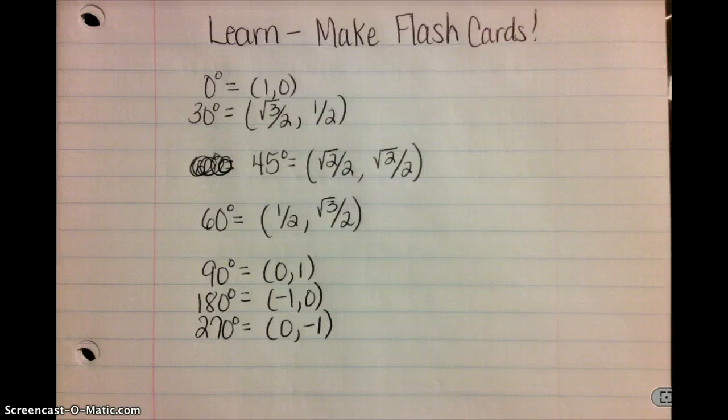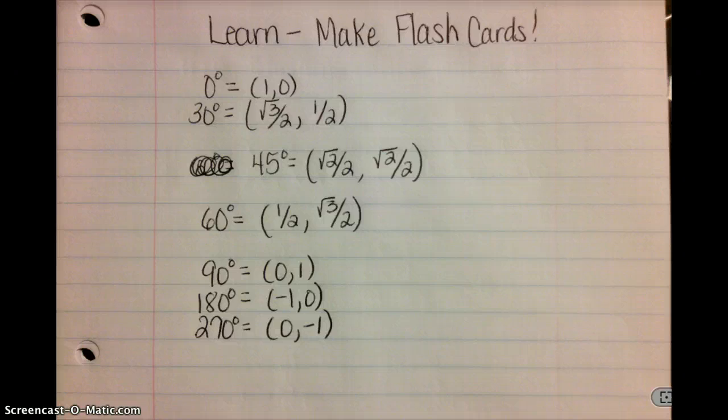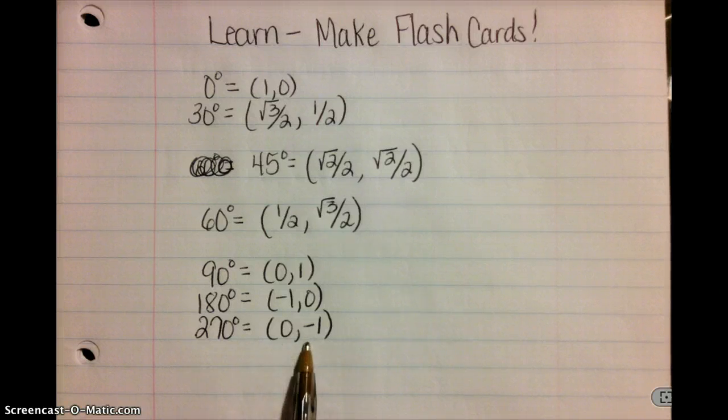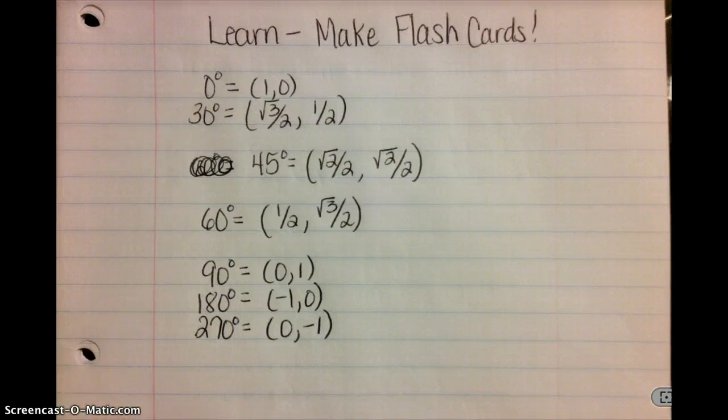Okay. 0 degrees has the coordinate 1, 0. 30 degrees is the square root of 3 over 2 and 1/2. 45 degrees is square root of 2 over 2, square root of 2 over 2. 60 degrees is 1/2 and square root of 3 over 2. Okay. 90 degrees is 0 and 1. 180 degrees is -1 and 0. 270 degrees is 0 and -1. And 360, you're back where you started, so we use the 0 degrees, which is 1, 0.